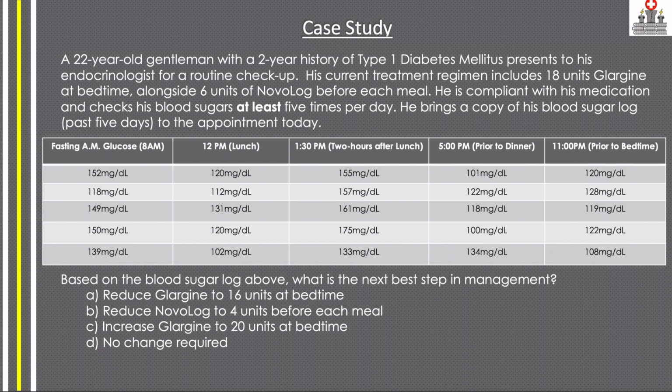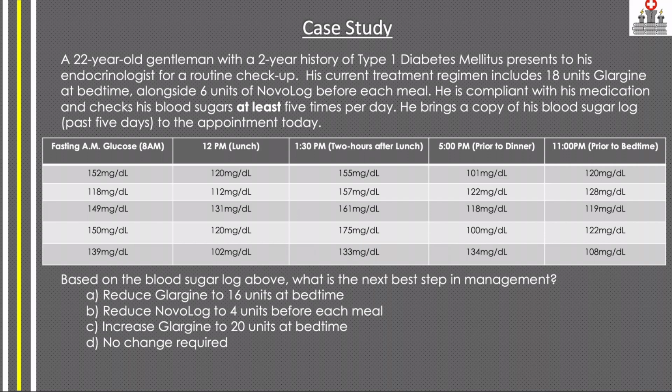Again, we go to the next column, 11 p.m. prior to bedtime, so this is about 6 hours after dinner. And again, the patient would be in the fasting state, and all the levels are between 80 to 130, nothing too low, nothing too high. So based off of this chart, I would say the most abnormal and only abnormal finding is the persistently high fasting glucose levels.